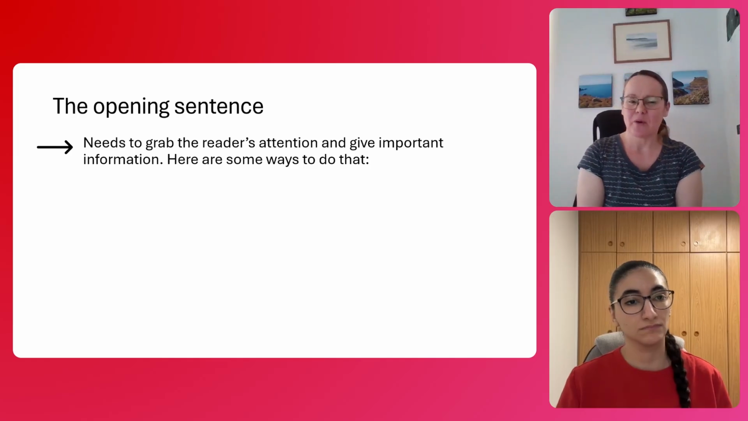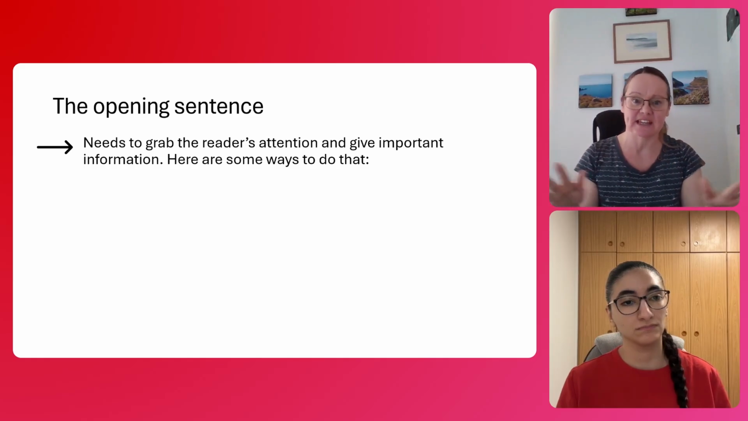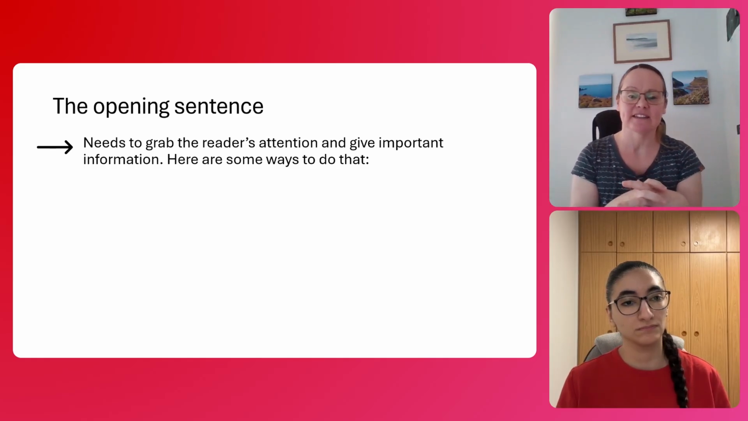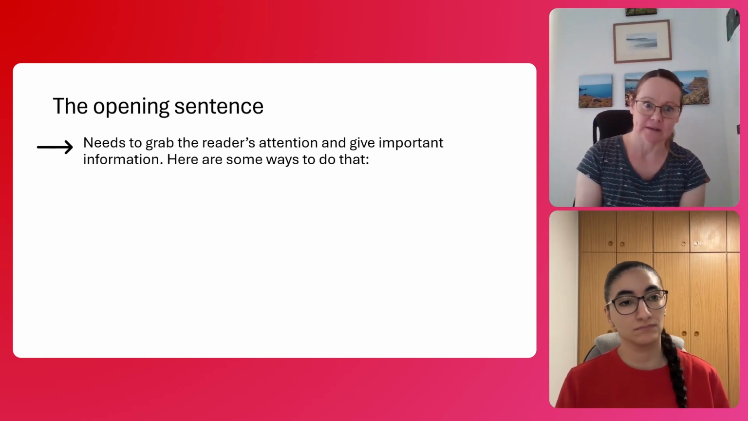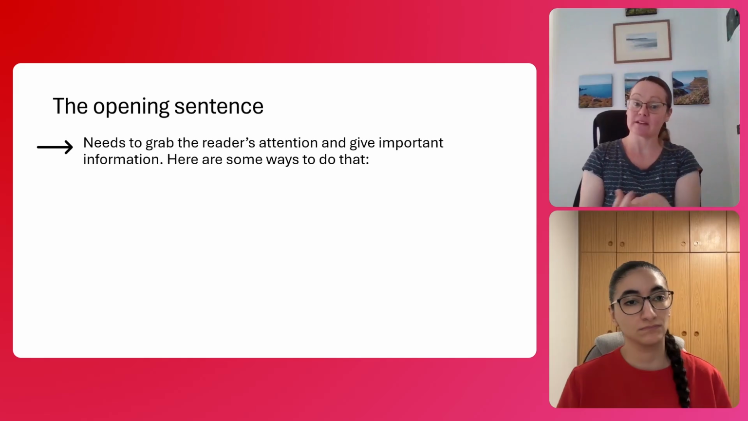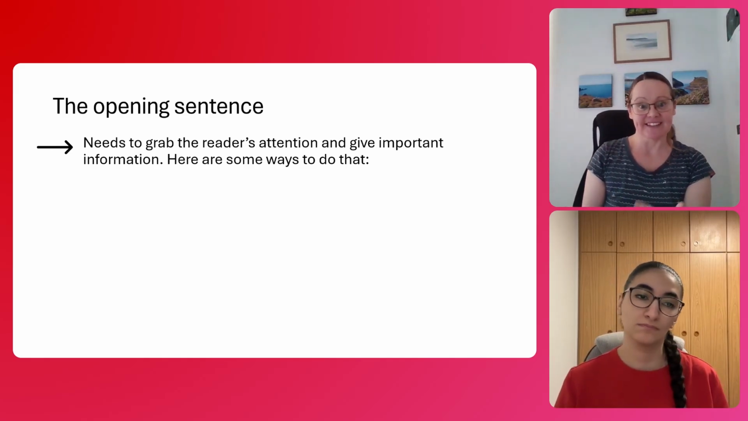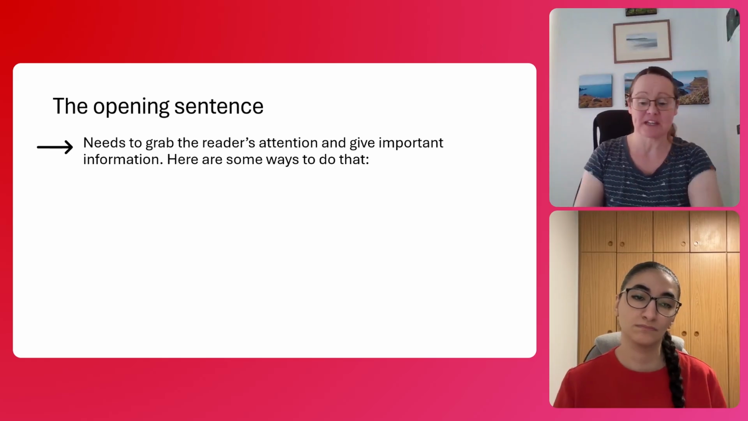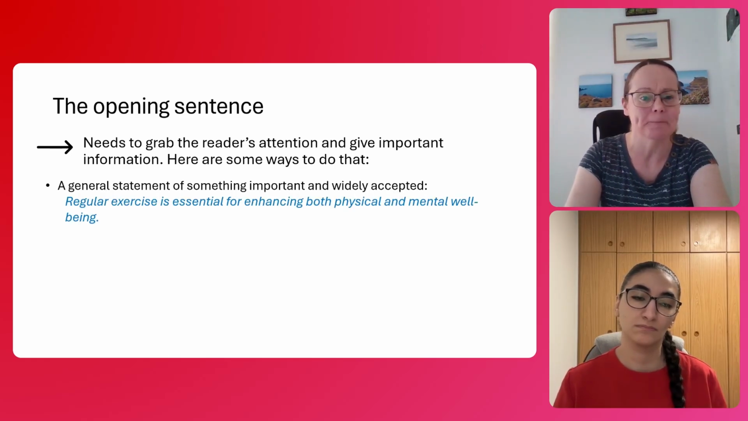So we need to give important information. And it can be tricky because, as you know, we're starting off by giving the broader context. It can be very easy to fall into the trap of giving a very generic, dull statement that might turn the reader off. But there are ways that we can give general information while still emphasizing the importance of that information. And I have some suggestions for ways that you can do that.